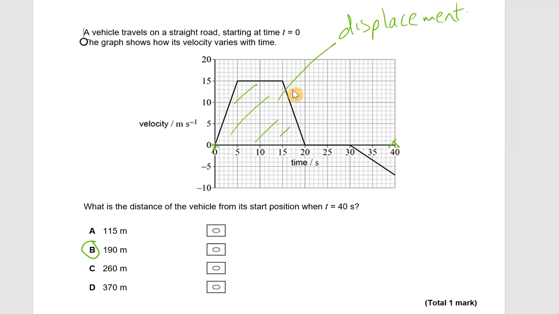So we can think of having positive areas and negative areas. And if I take the negative area away from the positive area, I'll find the total distance or the total displacement from the starting point.